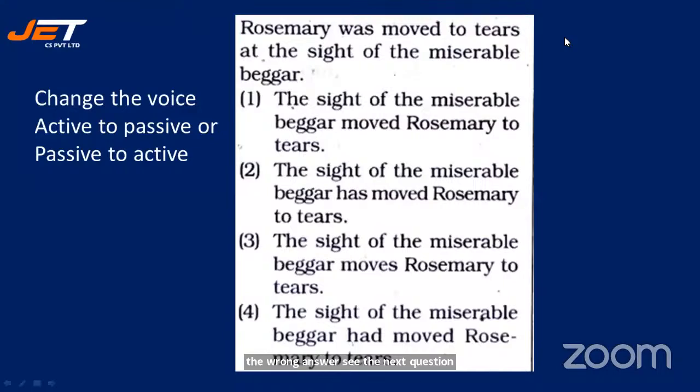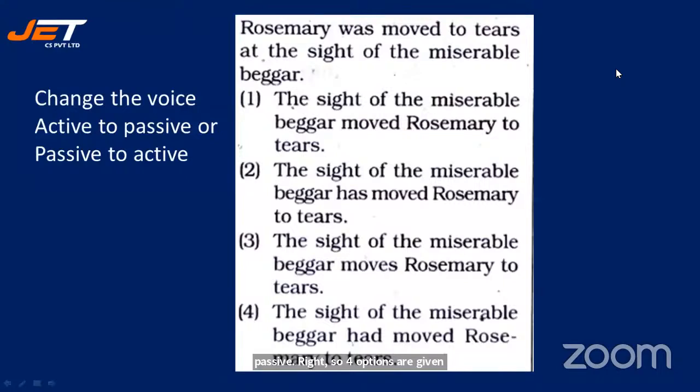Rosemary was moved to tears at the sight of the miserable beggar. So the sentence is this. What do you mean by moved to tears? She started crying. Okay, so that's the meaning. After she saw the beggars who were in a very miserable condition. All right, so now you have to change this sentence into passive, right? So 4 options are given.